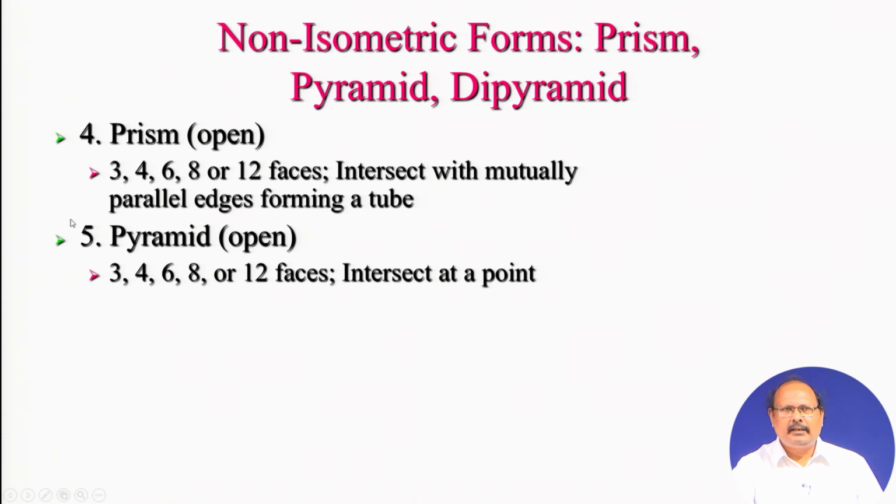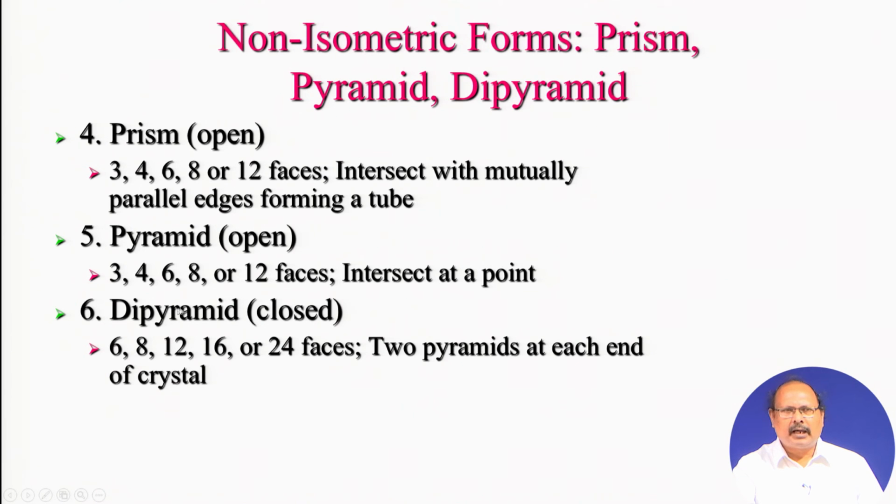Now, let us study the fourth type of form, we call it the prism form here, and this is an open form. So, what are prism forms? They are a collection of 3, 4, 6, 8 or 12 faces. They are mutually parallel to each other and the faces intersect along a line which is parallel to the vertical crystallographic axis. What is a pyramid? This is a collection of 3, 4, 6, 8 or 12 faces, they intersect at a point.